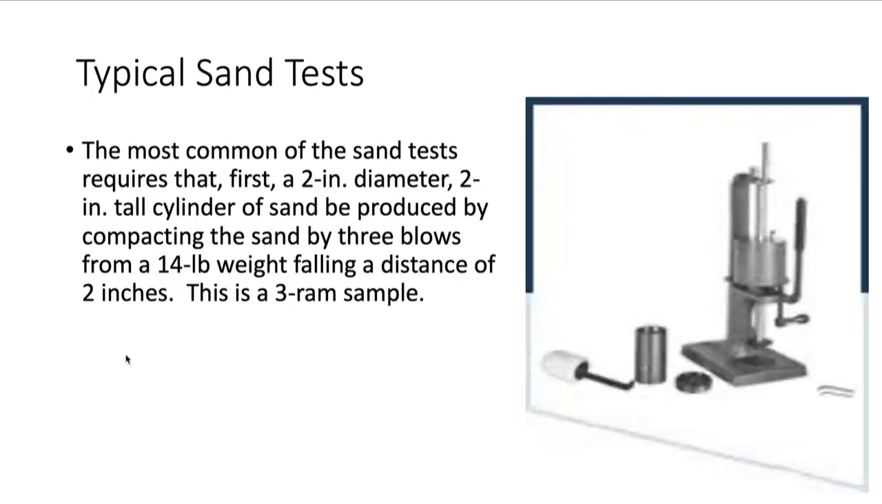So some of the typical sand tests will require a 2-inch diameter by 2-inch tall cylinder. So you did this in the lab, or will do this in the lab. Essentially, you need to put the right amount of sand in that little sleeve over here to the right. When I say the right amount of sand, usually you start with 165 grams, and you vary that up and down. You run it through a sieve, and then you ram, using this handle here, 3 times to produce a cylinder of sand that is 2 inches in diameter and 2 inches tall.